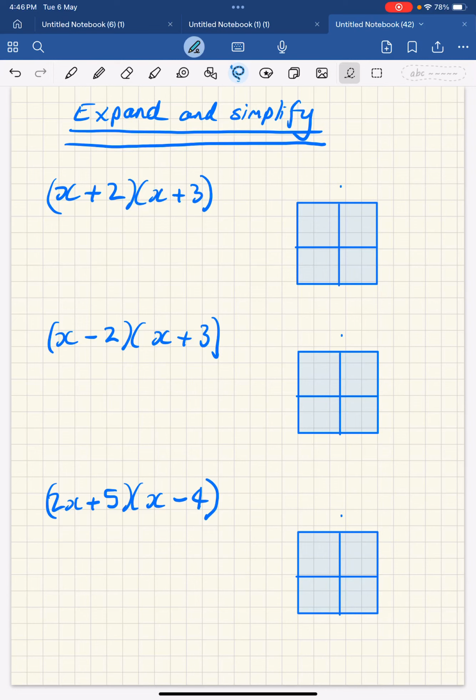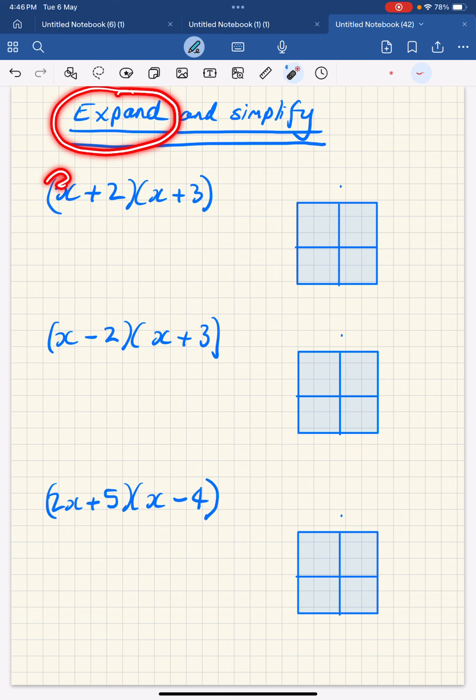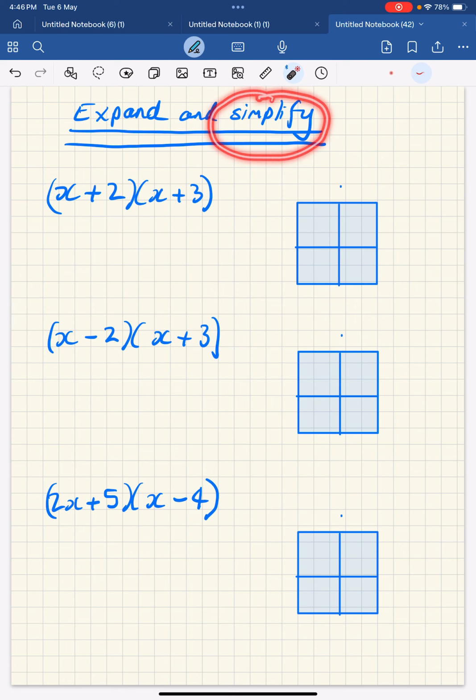So here we go with a bit of algebra. We're going to read the command terms. It says expand. Expand is when we take this little guy here and multiply out this bracket. Then we take this guy and multiply out this bracket. Then simplify means putting together like terms, all right?